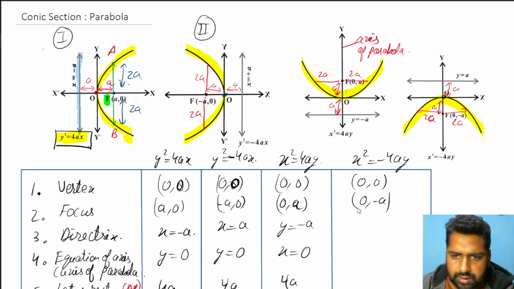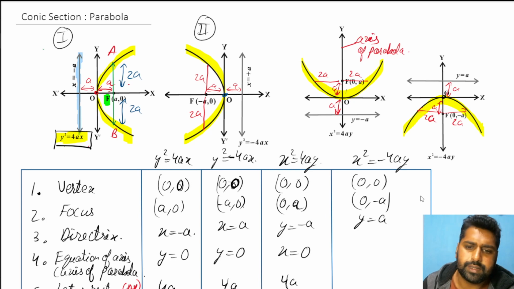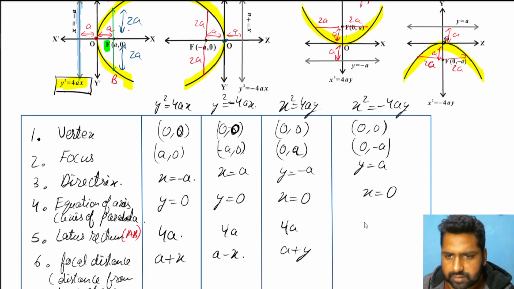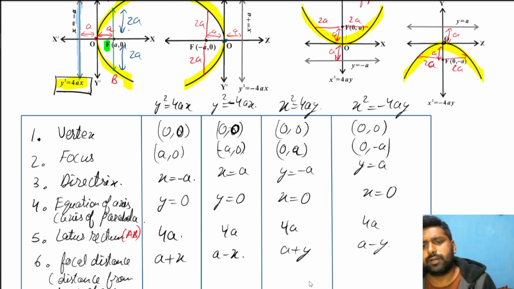Directrix will be above it, so parallel to the x-axis, y equal to something, y equal to a. Axis is still the y-axis, which is x equal to 0. Latus rectum doesn't change, the length is still 4a, and instead of plus, now it will be minus. Okay, focal distance.